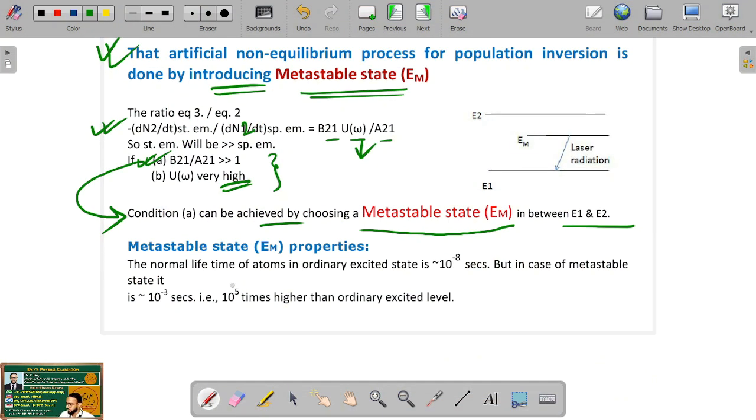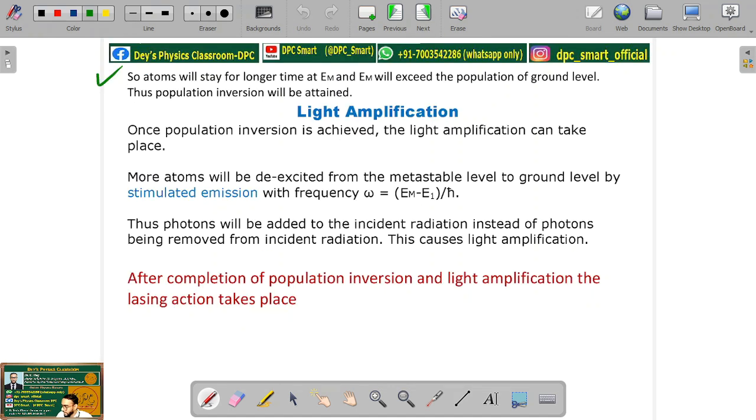Metastable state has a property that the normal lifetime of an atom in an ordinary excited level is 10 to the minus 8 second, but in case of a metastable state it is 10 to the minus 3 second. So the metastable state has 10 to the power 5 times higher lifetime. As a result of that, atoms will stay a longer time at EM, and EM will exceed the population of the ground level, that is E1. So population inversion will be attained. This is how population inversion is attained, by introducing a metastable state. These are very important properties and very important conditions for your semester paper: what is population inversion, what is a metastable state, and their characteristics.